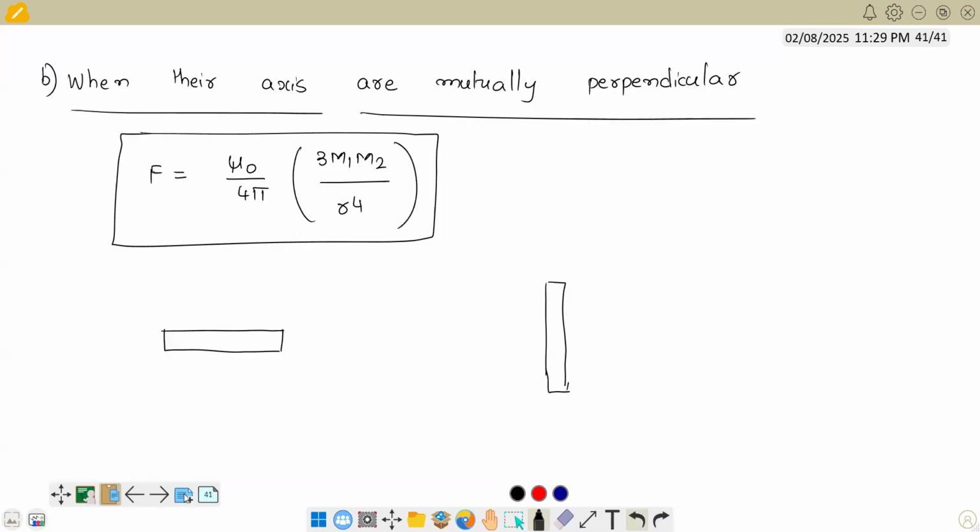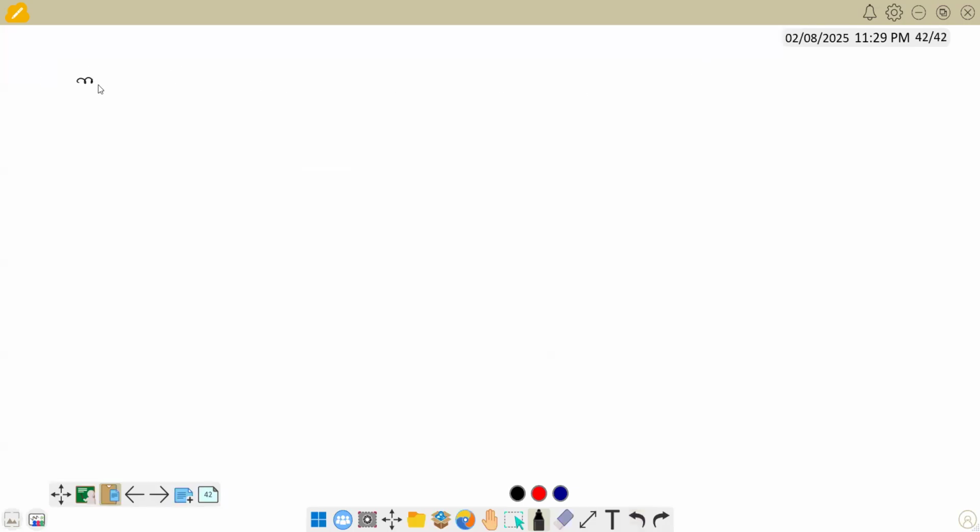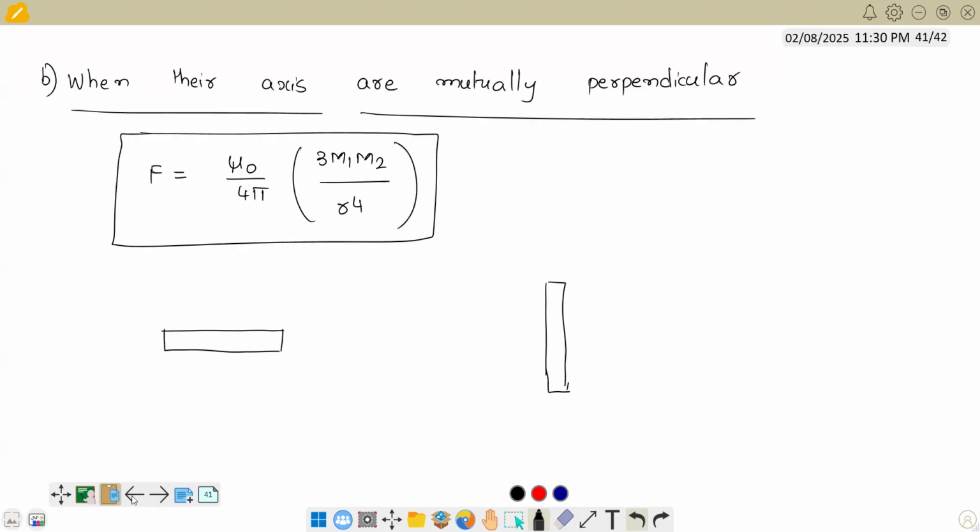Now, the most important thing that you have to remember is, if we have two monopoles, we get force proportional to 1 by r square. If we have one dipole and a monopole, we will get force proportional to 1 by r cube. If you have two dipoles, you will get force proportional to 1 by r power 4. So this is the important conclusion from whatever we have studied till now.